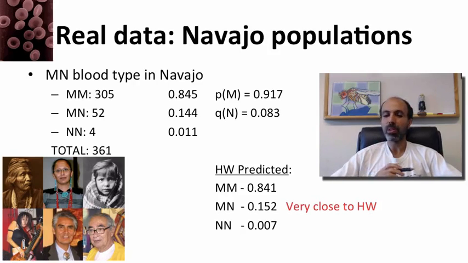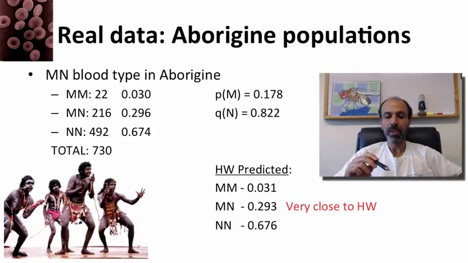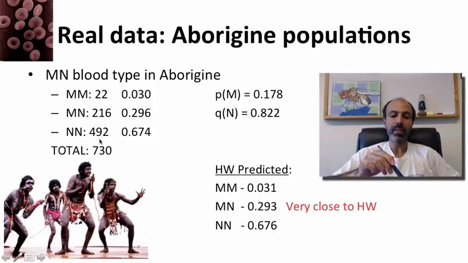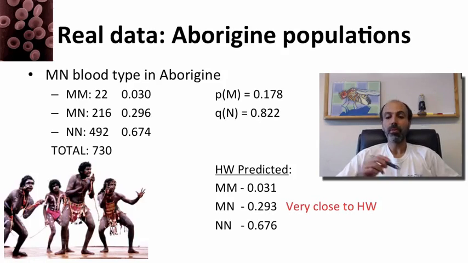So let's look at another population now. Let's look at these Aborigines. Again, if we look at the MN blood group in these individuals, we follow the same procedure. I won't go through all the steps, but if you want some practice, you can pause the slide, take these first set of numbers and go through and do it yourself. We come back to, again, a set of genotype frequencies that are predicted. They're very close to those observed. 0.031 is very close to 0.030, 0.293 versus 0.296, 0.676 versus 0.674. It's within 0.003 for all of these of the expected genotype frequencies.